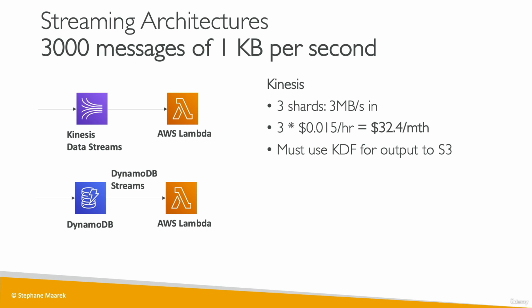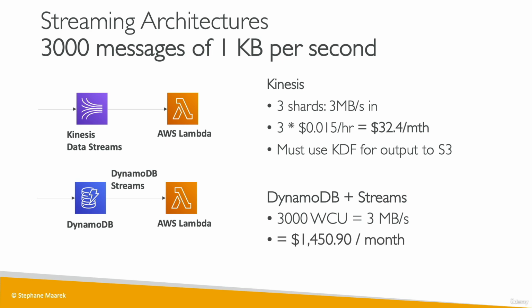Next, when we look at DynamoDB and DynamoDB streams, we need to have 3,000 writes of 1 kilobyte per second. So if you remember, that is 3,000 WCU, write capacity units, and that gives you 3 megabytes per second. Now, if you do a computation of how much that costs you, this costs you about 1,450 US dollars per month just for that DynamoDB table.